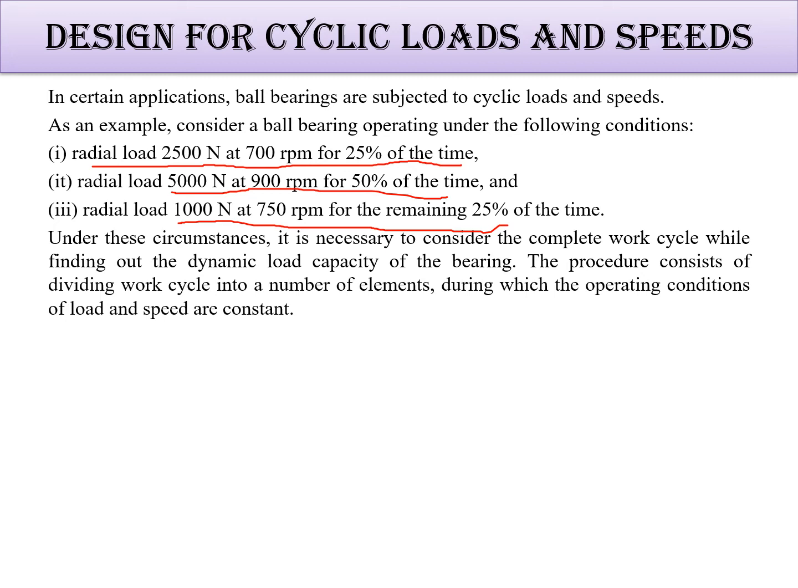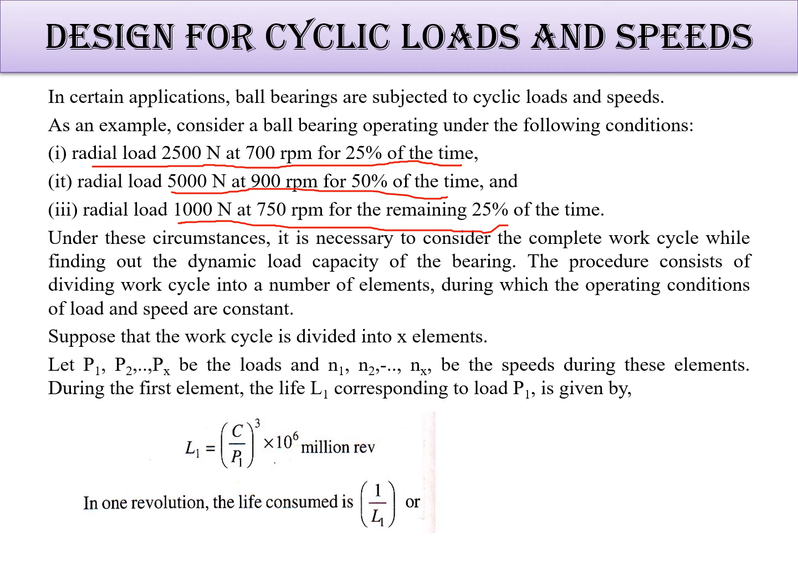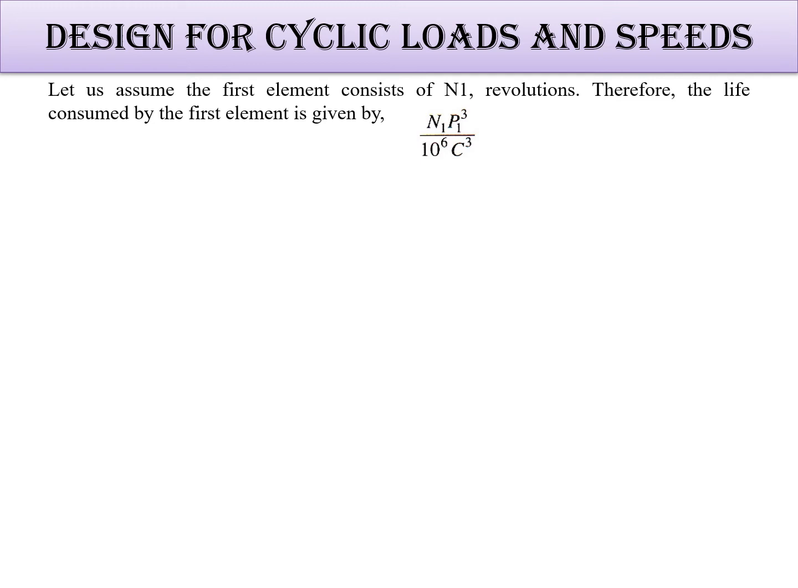So now let's divide this into elements. Let's take an x element. P1, P2 will be the loads, N1, N2 will be the speeds, and L1 is the life corresponding to load P1. So L1 is equal to what now? L1 equals (C upon P1) cubed in 10 to the power 6 million revolutions. So we can say that 1 upon L1 is equal to P1 cube by C cube into 1 upon 10 to the power 6. If N1 is added here, the equation becomes N1 P1 cube upon 10 to the power 6 into C cube.